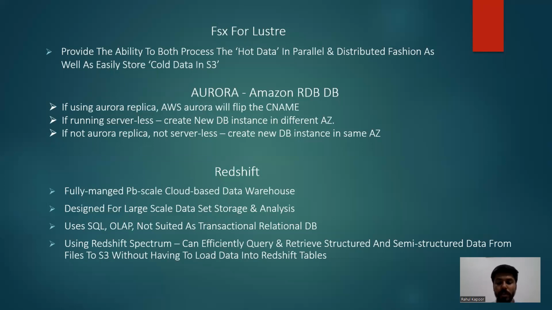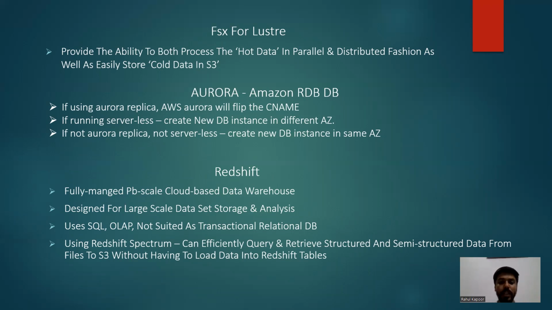Aurora, it is an Amazon relational database. Okay, if using Aurora replica, AWS Aurora will flip the CNAME. If running serverless, it will create new DB instances in a different availability zone. This is a unique feature. If you read the second and third points, if you are not running serverless Aurora, it will create a new DB instance in the same availability zone. And if you are running serverless, it will create a new DB instance in a different availability zone. Okay, and this is a relational database. Okay, whenever there is a question related to key value store database, then Aurora is not the right choice.